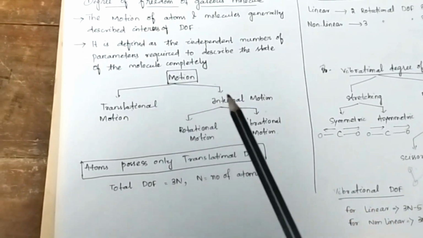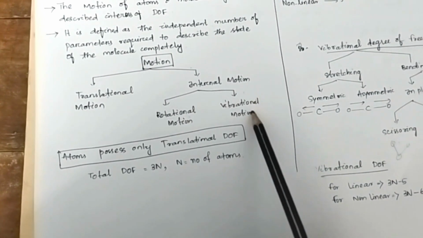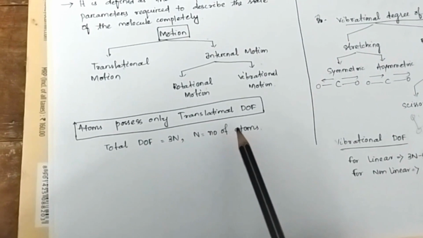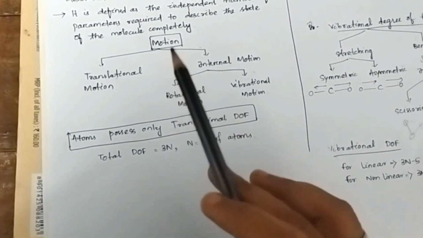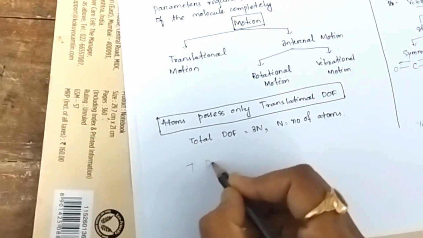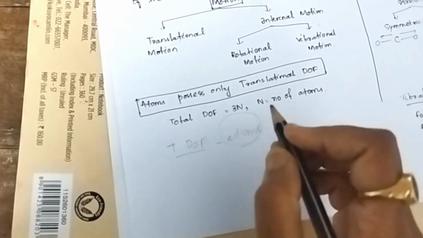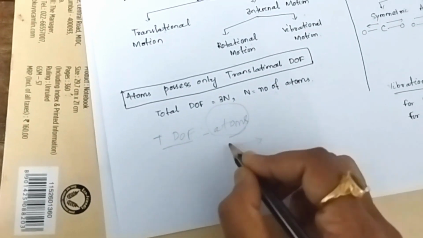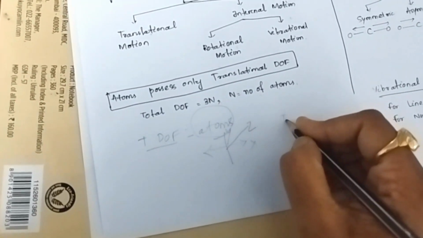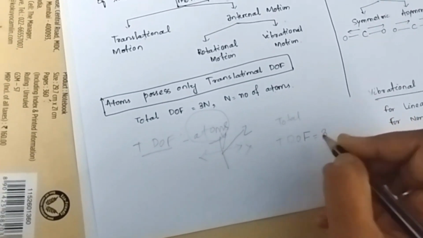And this is expressed by saying the molecule possesses translational degree of freedom, rotational degree of freedom and vibrational degree of freedom. And total degree of freedom formula is 3n, where n is number of atoms. Let's discuss one by one. Atoms possess translational degree of freedom. If I consider an atom, it can move in x-axis, it can move in y-axis, it can move in z-axis. So total translational degree of freedom is equal to 3.